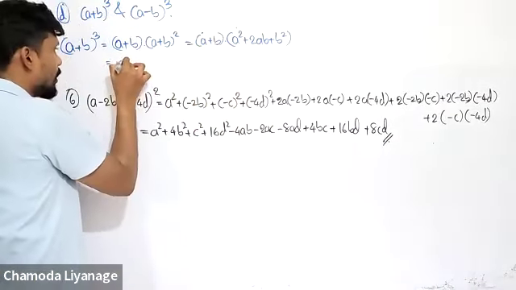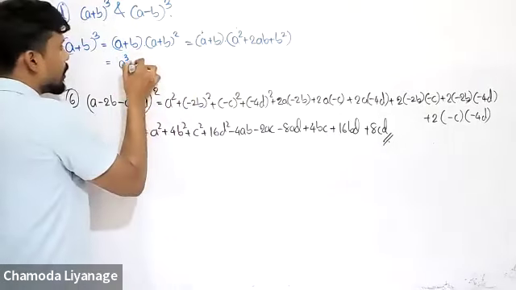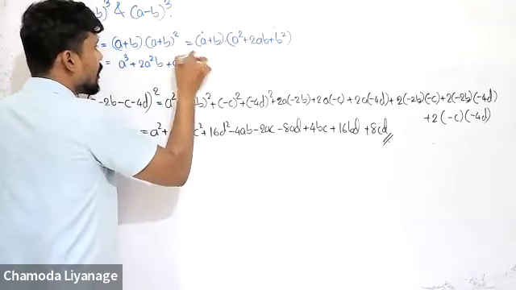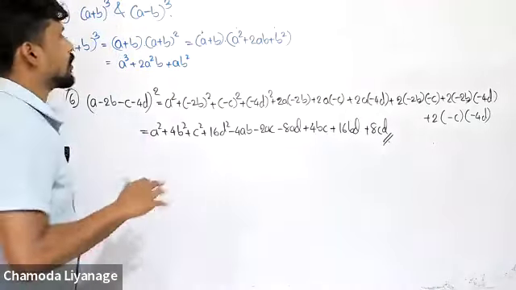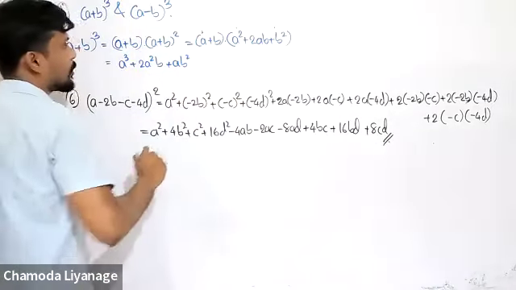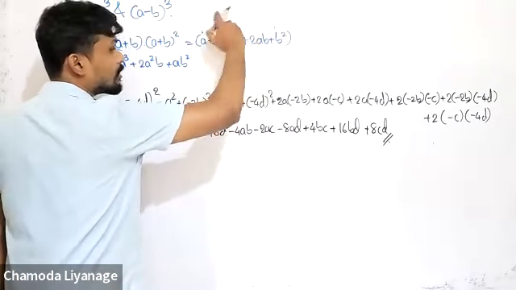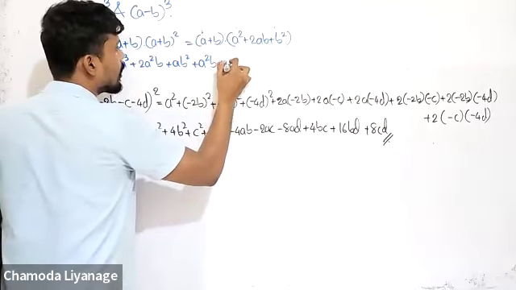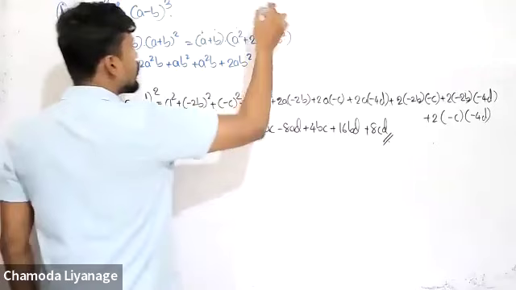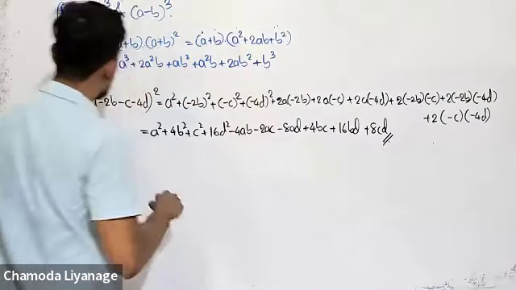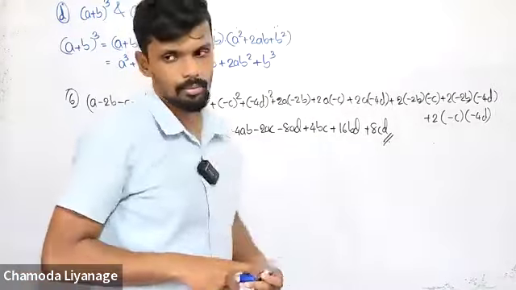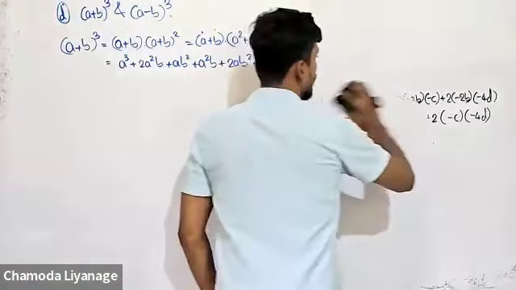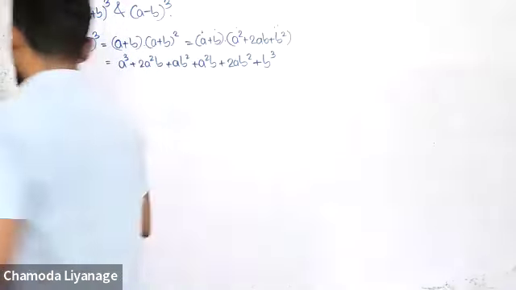A into a squared, it is a cube. A into 2ab, it is 2a squared b. A into b squared, it is ab squared. Now come to b and multiply b with these three terms. B into a squared, it is a squared b. B into 2ab, it is 2ab squared. And b into b squared, it is b cube.